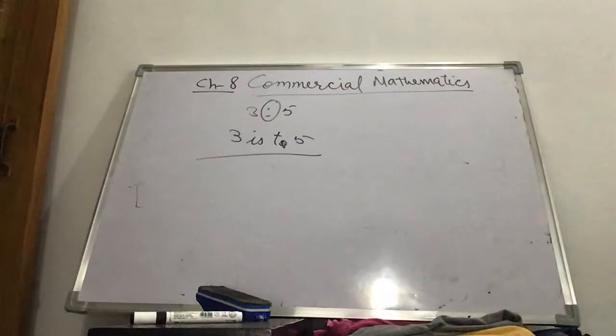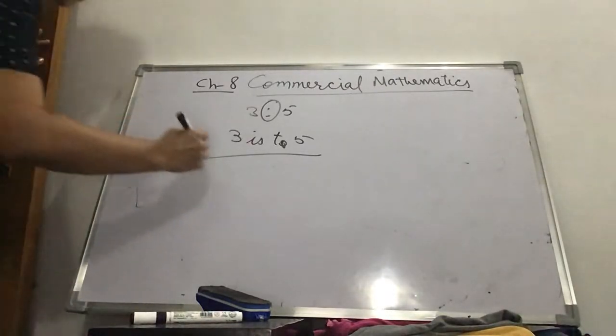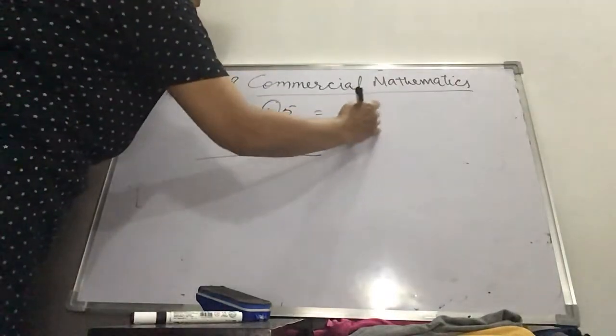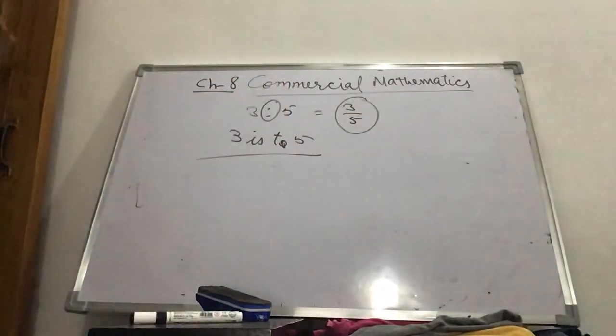Ratio can be written in a fractional form. That is called the simplest form of the ratio, as 3:5 can be written as 3/5. Ratio is always in the simplest form. That means we can reduce this fraction to the lowest term if it is possible.